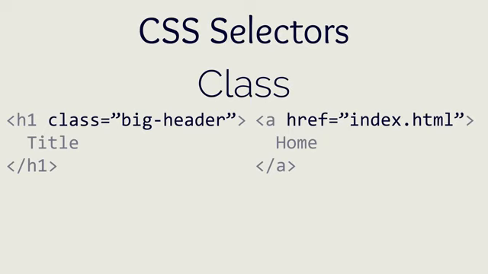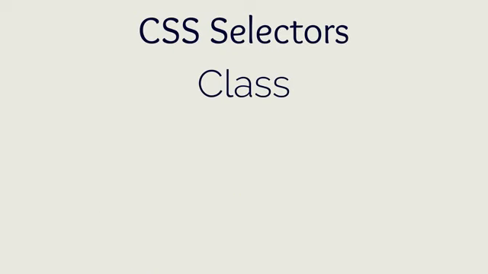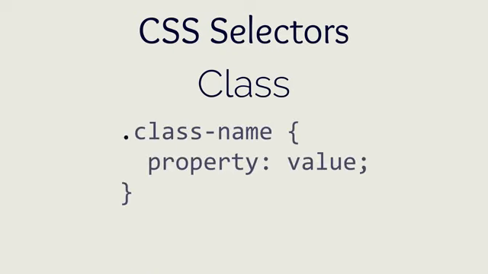The class attribute can also have multiple different classes in the same attribute as long as they're separated by a space. In order to select an element by class, we need to use a period before the class name as the CSS selector. This period tells CSS that whatever follows is a class name and not an HTML element name. Classes are the most common selector used because they are amazing for creating reusable components.